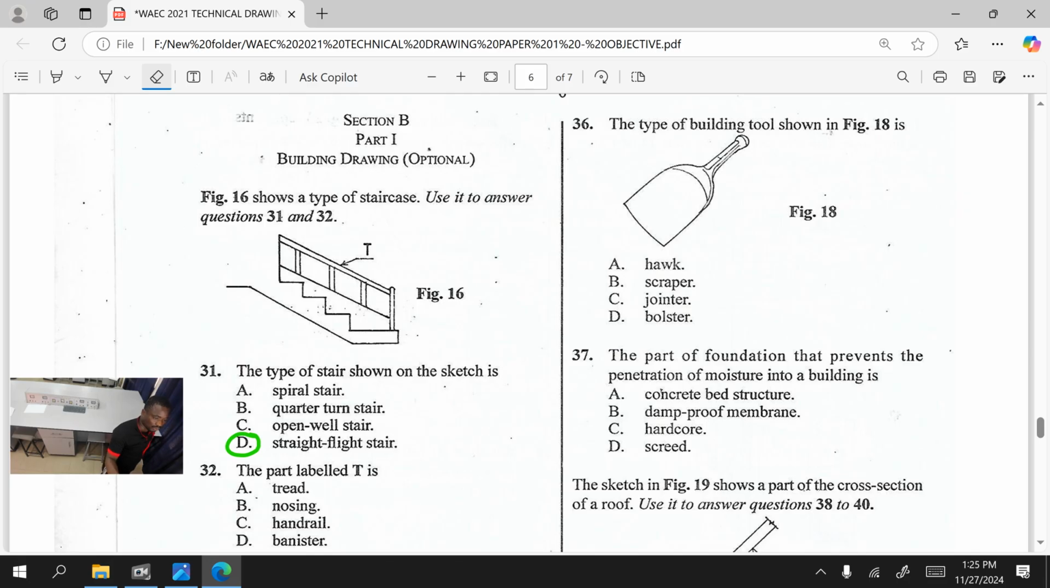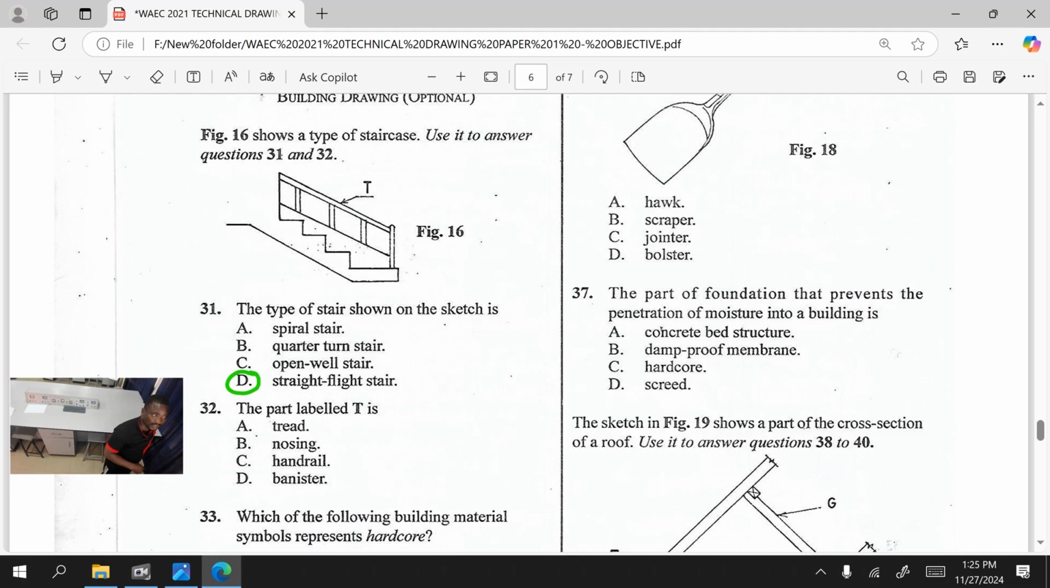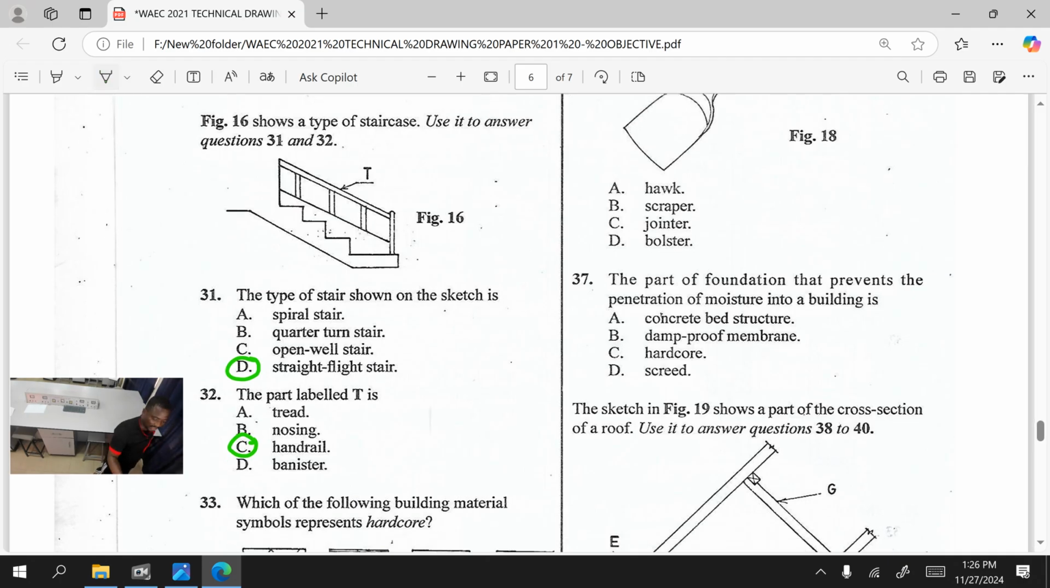Let's go to question 32. The part labeled T, you can see, is what? The part labeled T is the handrail. The handrail.